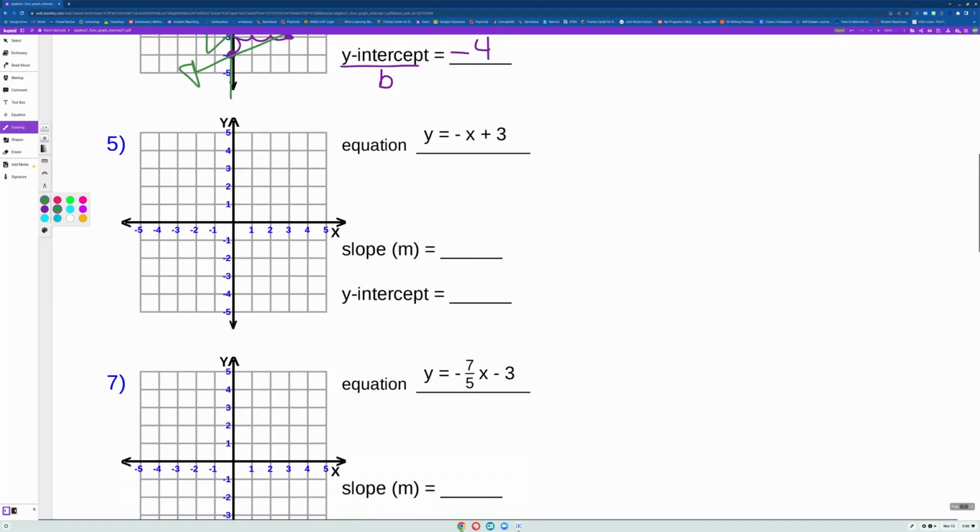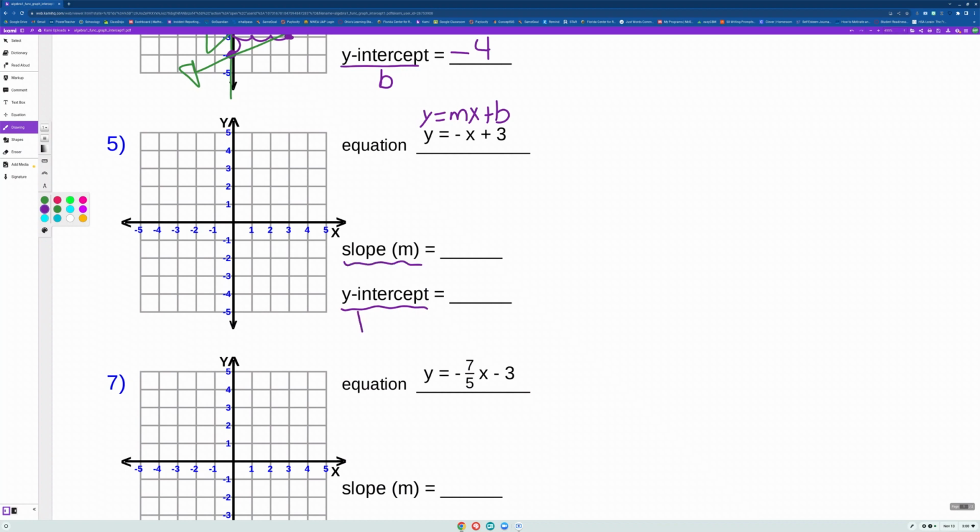But when I look at number 5, I have negative x plus 3. So I'm going to just rewrite my expression to help me identify my y-intercept and my slope. And again, when I say y-intercept, I'm talking about my b point. So what's interesting with slope is it has to be rise over run. In other words, it has to be a fraction.